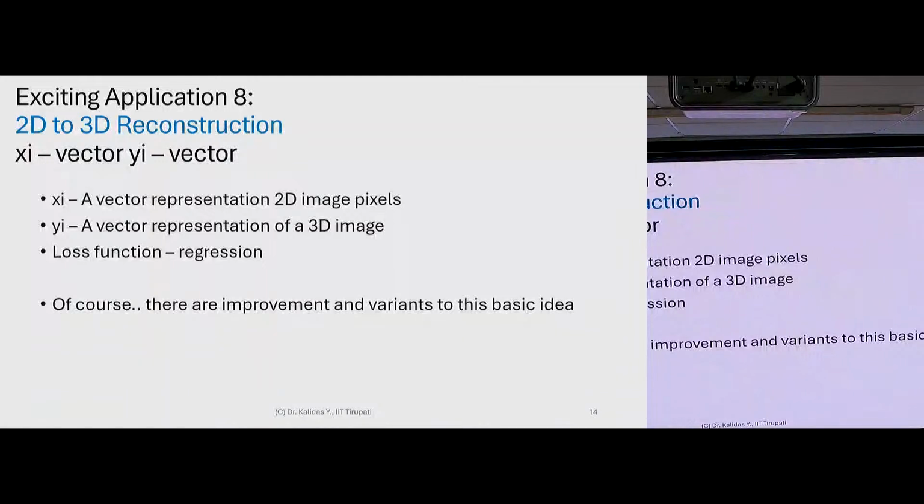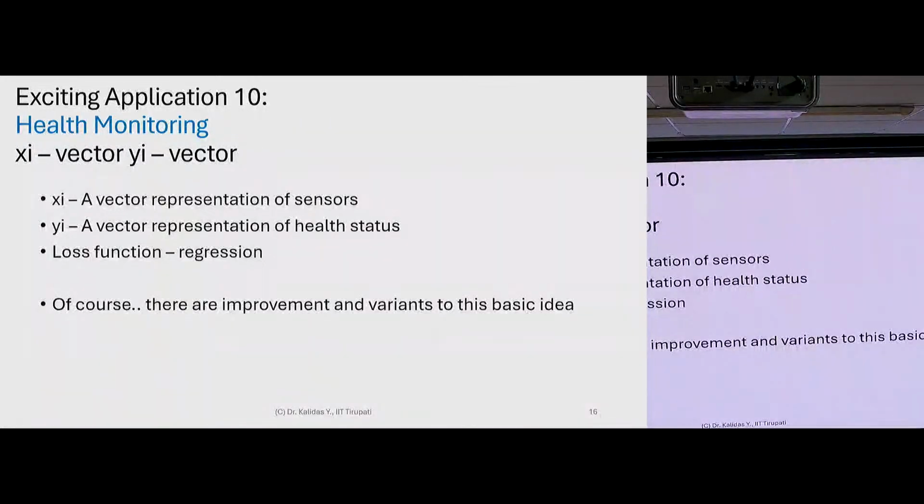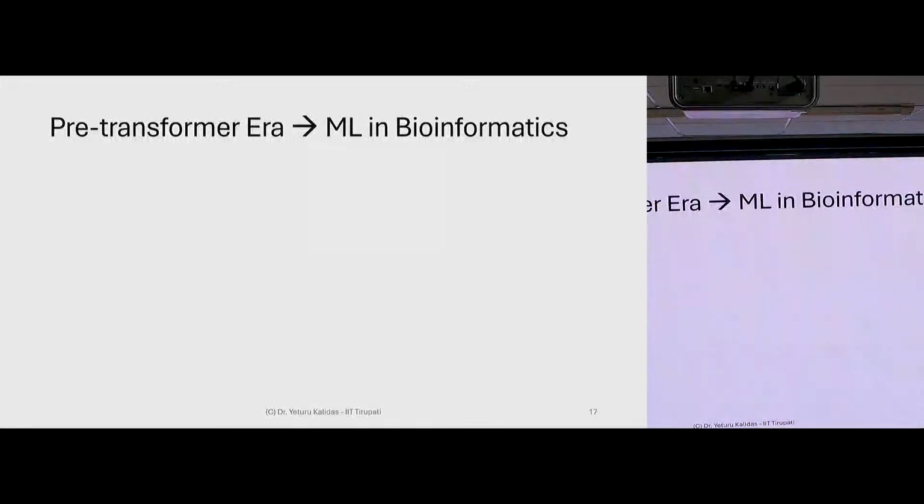2D to 3D reconstruction. Given so many 2D photographs, can I reconstruct a 3D image? The answer is yes, it is possible. So all of these are possible from vector representation. So health monitoring. I'm just giving a precursor on what the requirement is before using any ML method: you need to be able to express your ideas in the form of a vector. So input is a vector and output is also a vector. Then ML tools can be used.